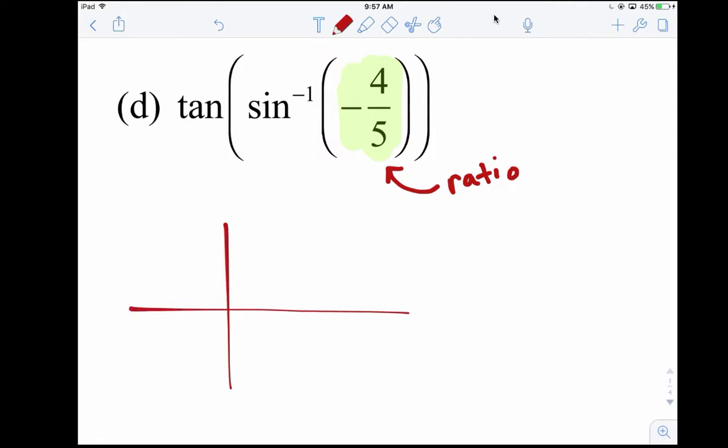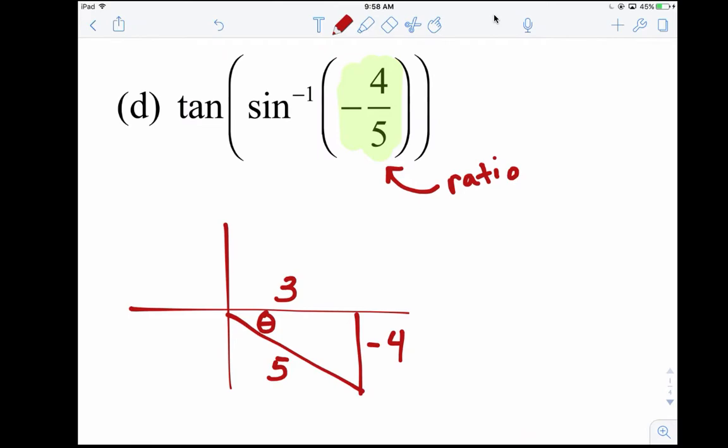All right, so since it's negative 4/5, that tells me inverse sine can either go up here or down in the fourth quadrant, either one of those two. Since it's negative, that tells me it's going to go down here. So you have some angle there. You know that this side would be negative 4, that side would be 5, and then the missing side would be 3.